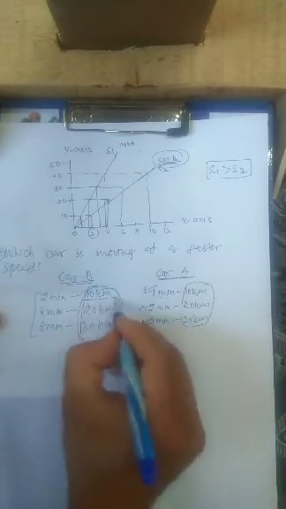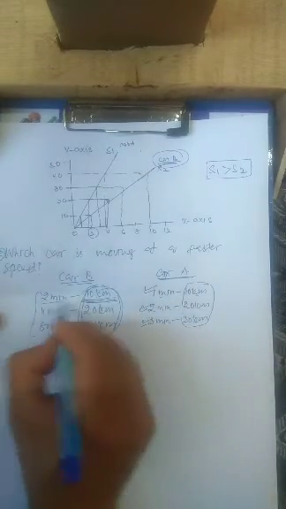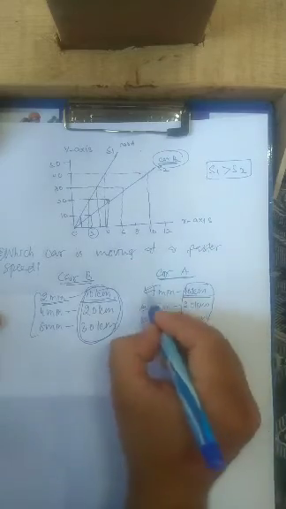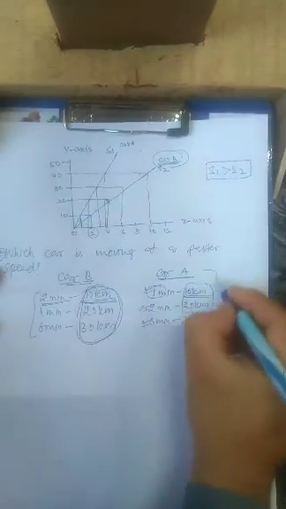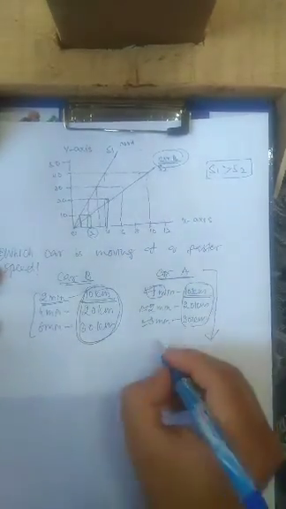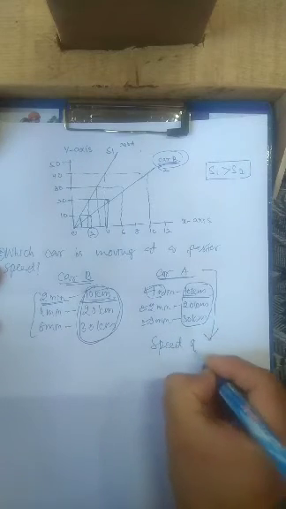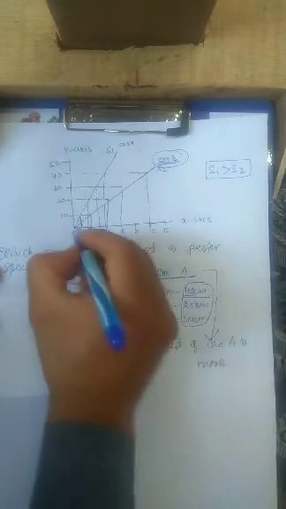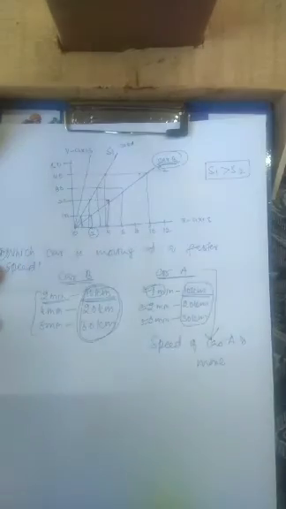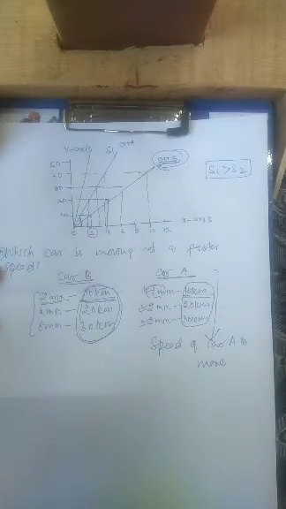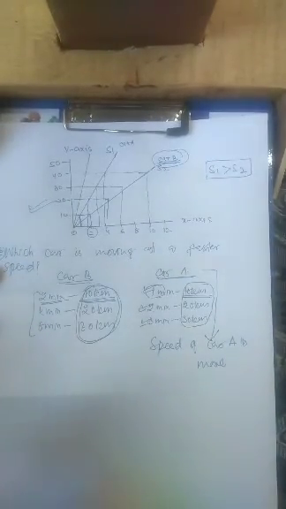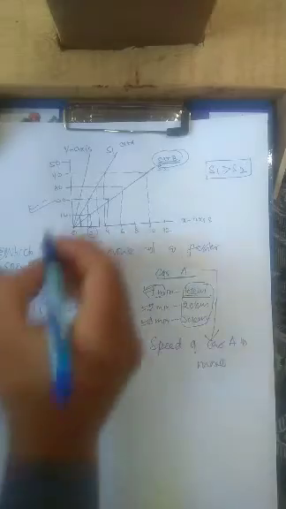Car B has completed 10 kilometers in 2 minutes, but car A has covered 10 kilometers in 1 minute. That means car A is moving at a faster speed. Speed of car A is more. So the steeper the line, the faster is its speed. From this you can predict the speed of the car. Now this was case 1.